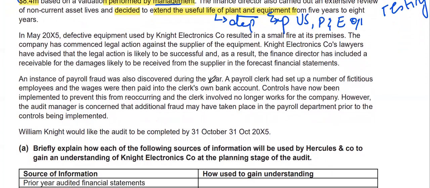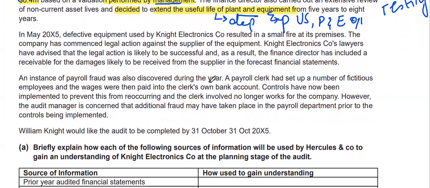Then in May 20x5, defective equipment used by Knight Electronics Company resulted in a small fire at its premises. The company has commenced legal action against the supplier of the equipment. Knight Electronics Company's lawyers have advised that the legal action is likely to be successful. When it is likely to be successful, it means the probability is more than 50 to 90%. So this is probable.